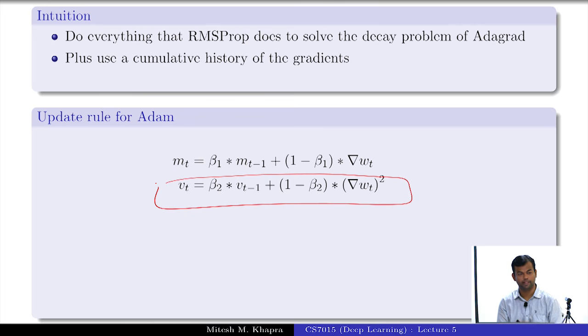Can you give me the final update rule? At least think about it. MT into VT, no? Okay, just try to think about it. It's very hard to say it out. There are too many grads and suffixes and so on. So just think about what you did in the momentum case.